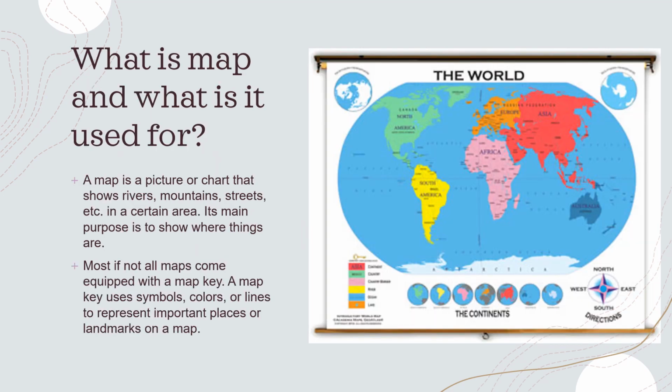Now what is a map and what is it used for? So I provided an image for you here on the right-hand side of the map of the world. A map is a picture or chart that shows rivers, mountains, streets, etc. in a certain area. Its main purpose is to show where things are. Most, if not all, maps come equipped with a map key. A map key uses symbols, colors, or lines to represent important places or landmarks on a map. For instance, this one right here on the lower left-hand side provides it with colors. So we're able to distinguish those important places or landmarks with the colors on this particular map.